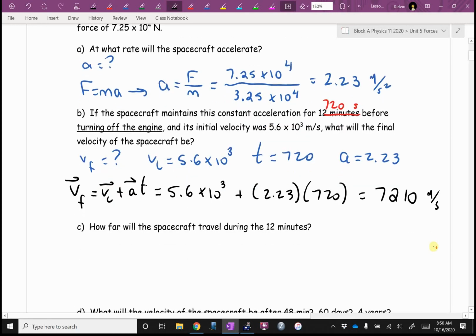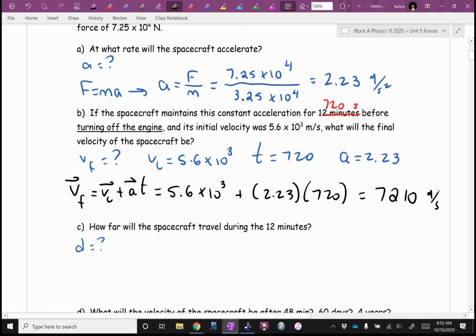What's C want me to find? How far will it go? Okay, I'm just going to go D equals question mark. We got several options. I could use VF squared equals VI squared plus 2AD, get the D by itself. I could use D equals bracket VI plus VF close bracket times T over 2. I'm going to use D equals VI T plus a half AT squared because I got VI, T, and A sitting right there.